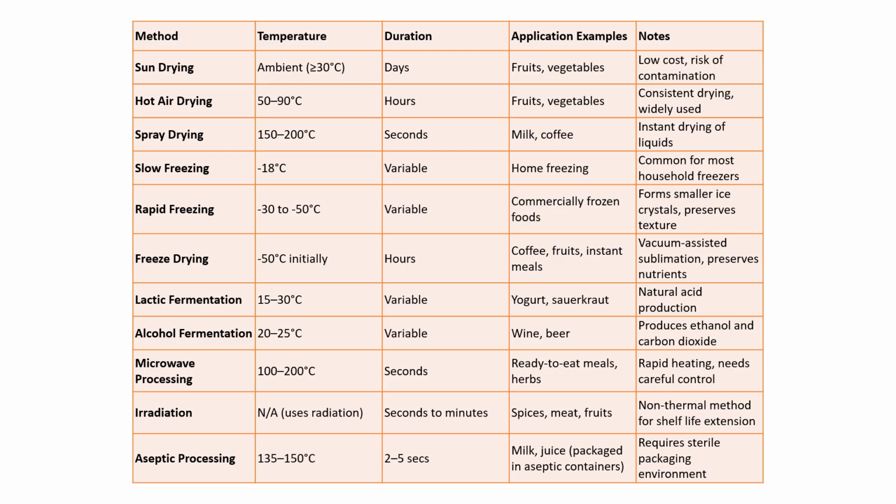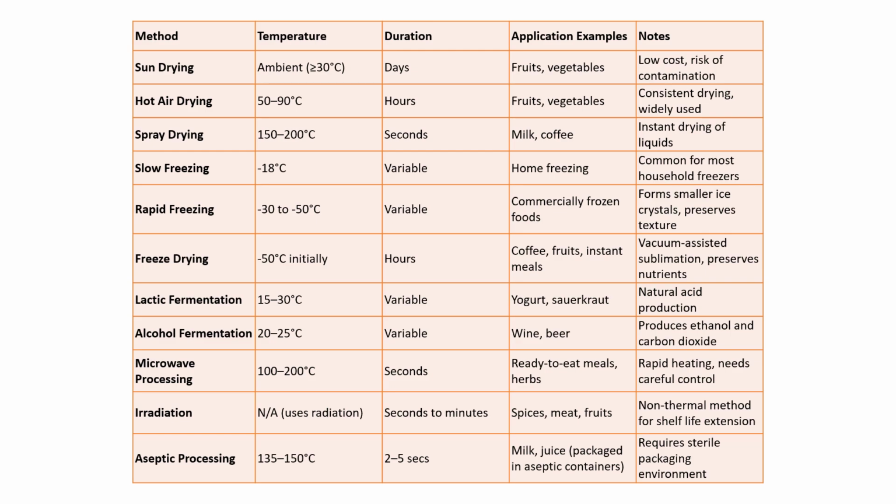Okay. Hot air drying, 50 to 90 degrees Celsius. It takes hours to dry things, and it is applicable for fruits and vegetables. Consistent drying and widely used. Okay, next is spray drying, 150 to 200 degrees Celsius. Within seconds it happens, and it is used for milk and coffee. Instant drying of liquids. Slow freezing, minus 18 degrees Celsius. Duration is variable. Applicable for home freezing and common for most household freezers.